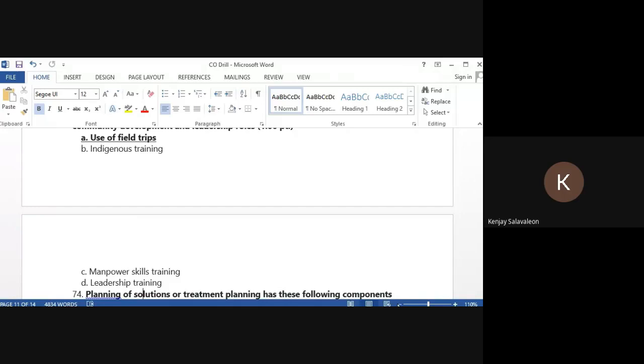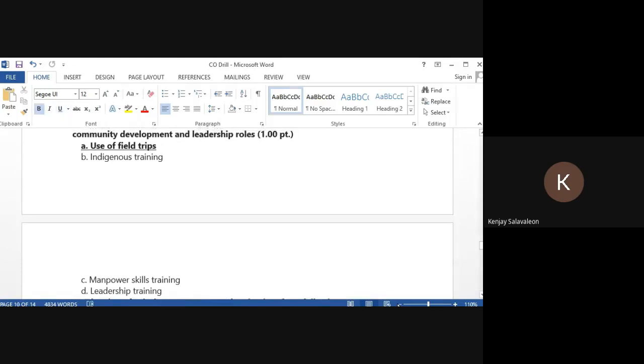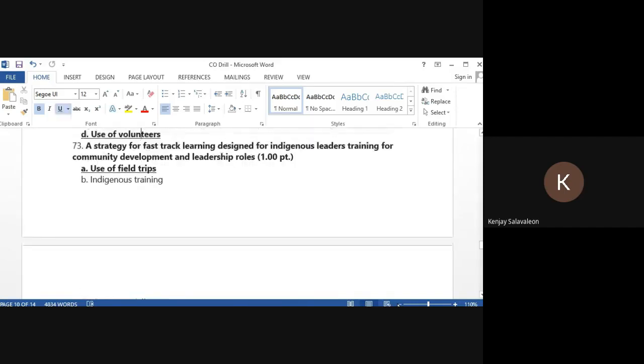Use of field trips, a trip to a model community where the trainees learn how a community is administered and managed through people's participation. So this is better known in government as benchmarking. Do you know benchmarking? Benchmarking as a strategy?